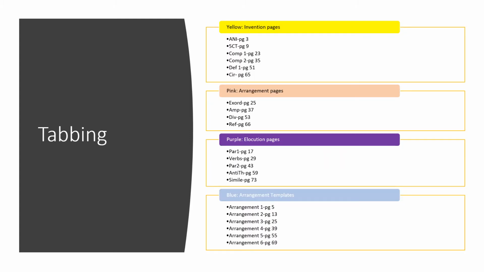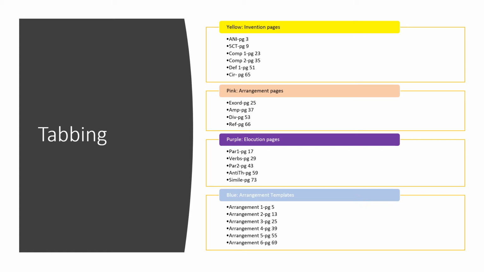Okay, so this next screen is my tabbing. This is my tabbing. Feel free to create your own. This is actually just for the student pages. And the reason I show you this is I tab with yellow tabs on the invention weeks, pink tabs with the arrangement weeks, purple tabs for the elocution week, and then blue tabs for the arrangement. And I stack the blue tabs on top of each other because once you learn a new outline, you don't have to use the other ones.